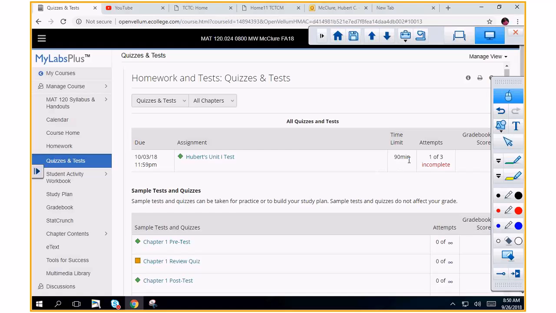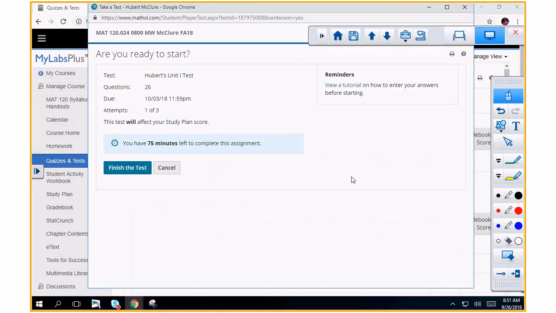It has 90 minutes, and I get 3 times to complete it. So there's 3 questions right there. Okay, when's it due? How much time do we have? And how many times do we have to do it? And then if you click on it, look at that. You don't have to take it. You just click on it, and it tells you the due date.